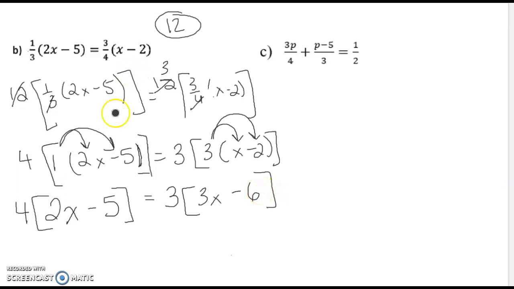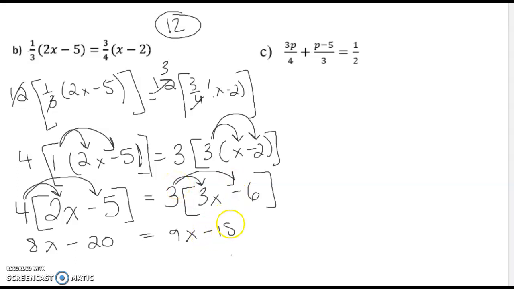Now, we're going to expand again. So now we're going to take this 4 and multiply it by everything inside. So 4 times 2x gives us our 8x. And then 4 times negative 5 gives us negative 20. And then we have equals. Now take this 3 and expand. So 3 times 3x gives us 9x. 3 times negative 6 gives us negative 18.